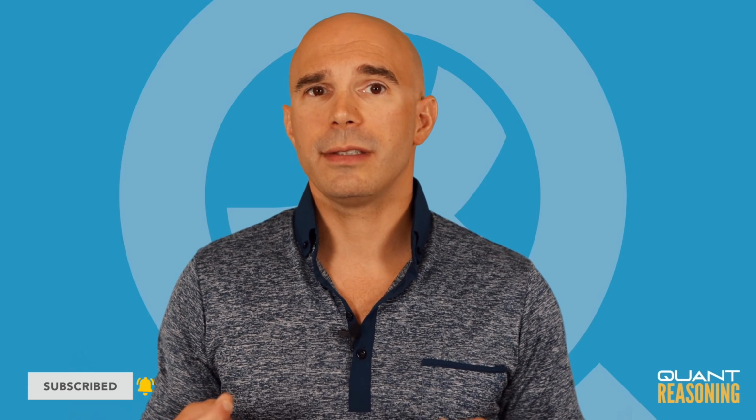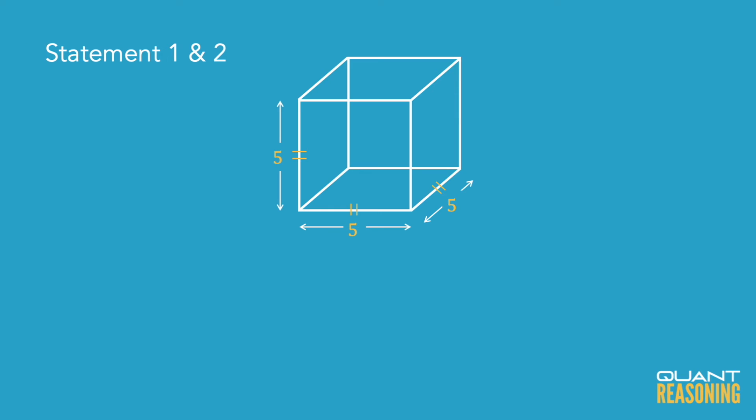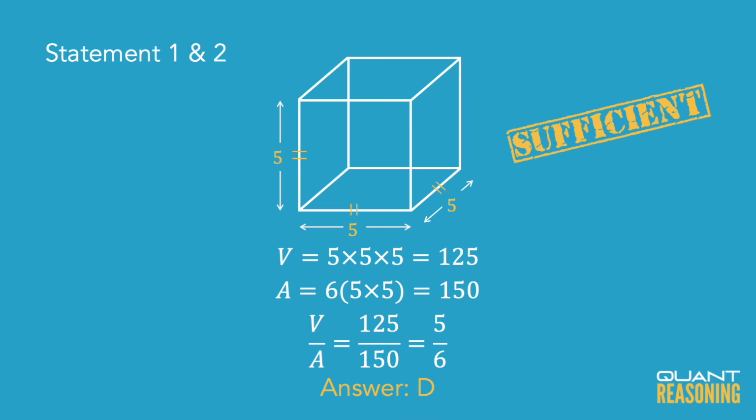Now, when we combine the statements, we can actually tell that it's a 5 by 5 by 5 cube. And since we know everything there is to know about this cube, we could of course find anything you wanted to find, including the ratio of the volume to the surface area. We wouldn't do this at the actual test center, but just for our purposes, let's go ahead with the math. It would be 5 cubed divided by 6 times 5 squared. You can reduce 5 squared from the top and the bottom, and you end up with a ratio of 5/6.